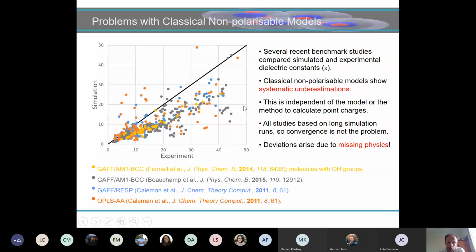The most striking conclusion of this benchmark comparison is that molecular models systematically underestimate the dielectric constant. Now, there's a lot of scatter, of course, and that means that the models themselves need refinement. But the key point is that there's a systematic underestimation. You can see the trend falls on quite a nice straight line, but it's much lower than the diagonal.